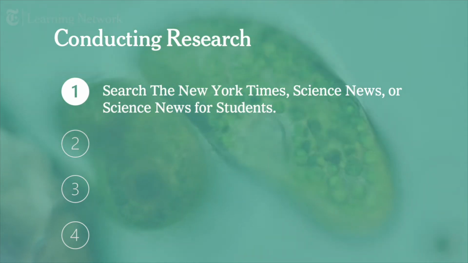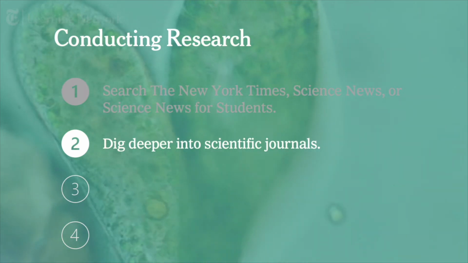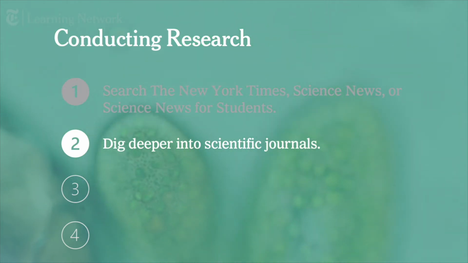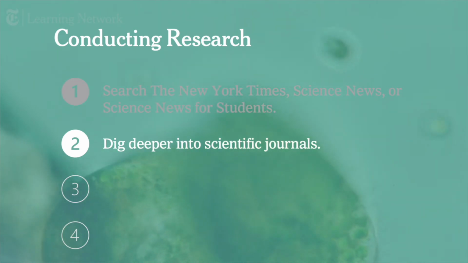And then next, they might dig deeper into scientific journals. So in that video earlier, you heard Selena and Alia both mention looking at PubMed, looking at footnotes and links to dig deeper into the more scientific writing about their topics.